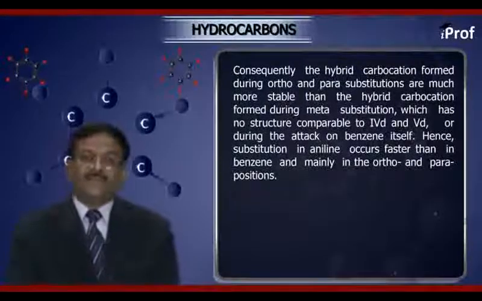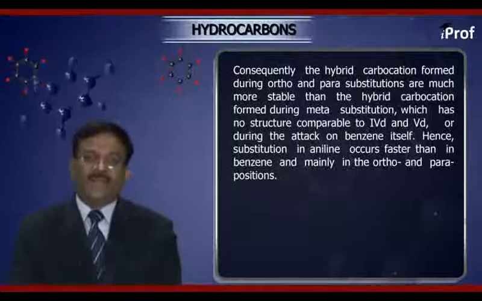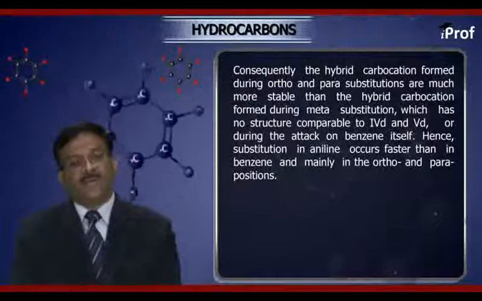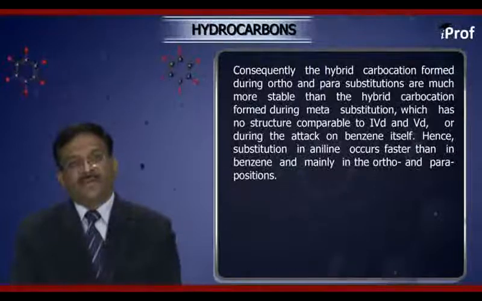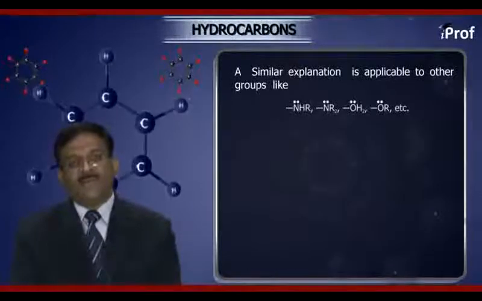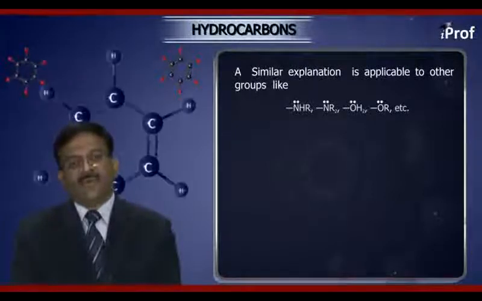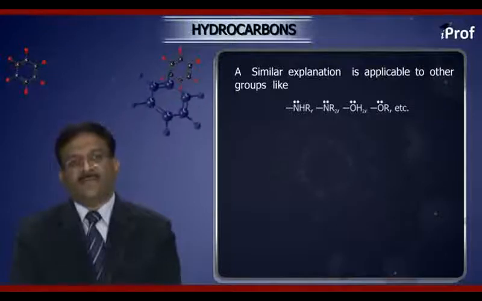Hence, substitution in aniline occurs faster than in benzene and mainly in ortho and para positions. A similar explanation is applicable to other groups like NHR, NR2, OH, OR, etc.